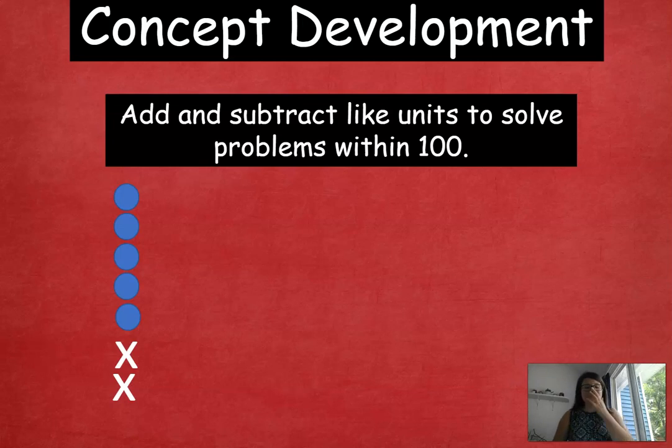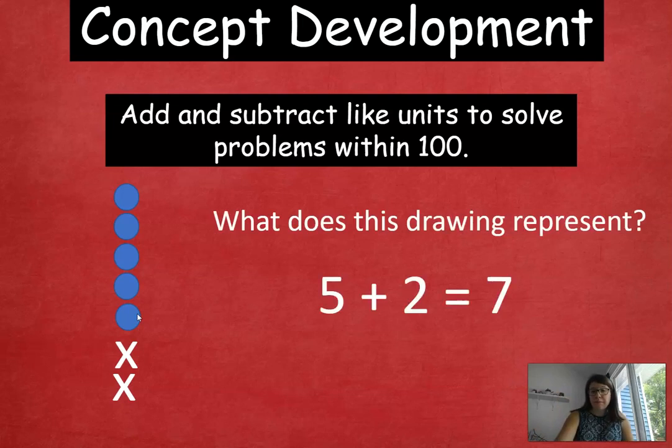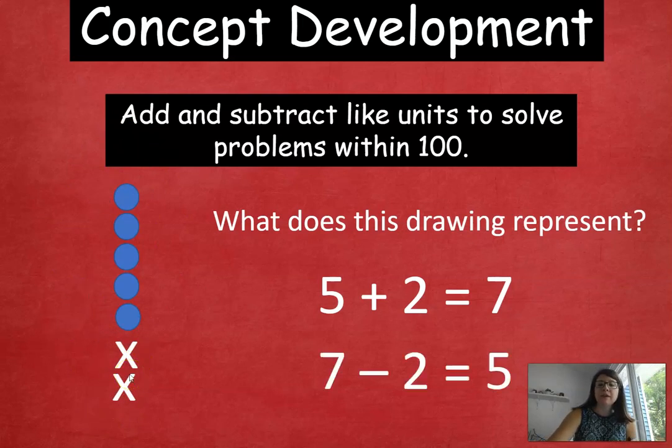You ready? Okay, so the first thing I noticed is that there were 1, 2, 3, 4, 5 circles. So I wrote down the number 5 first, and then I saw there were 2 x's. So I did 5 plus 2 equals 7. Okay? Now from there, another way to look at this is as a subtraction problem. So we can take our whole of 7, there's 7 shapes all together, but there's 2 crossed out. So we can turn that into 7 minus 2 equals 5.